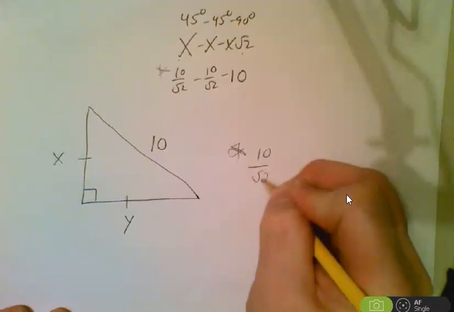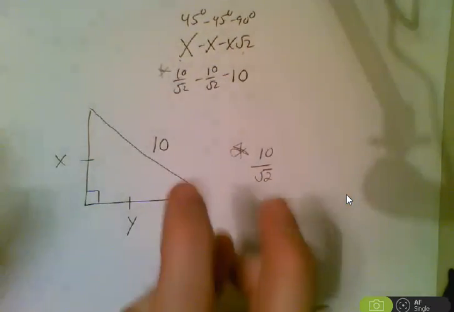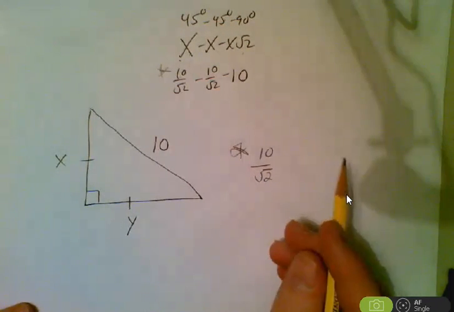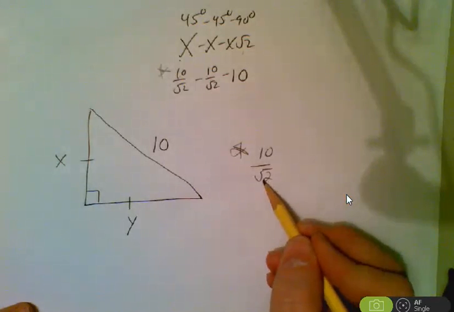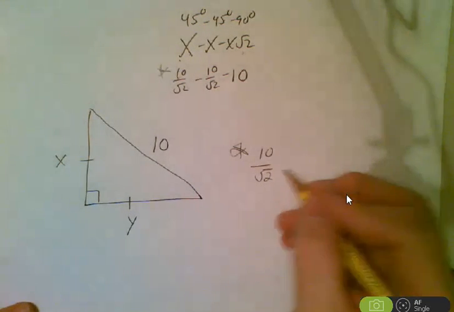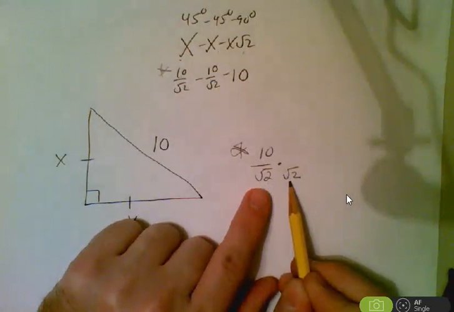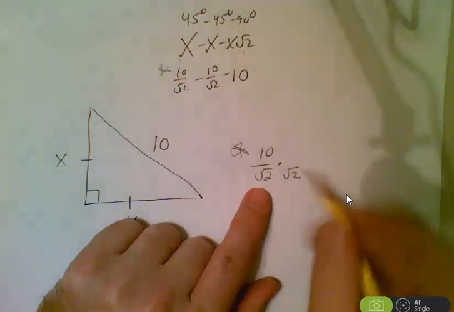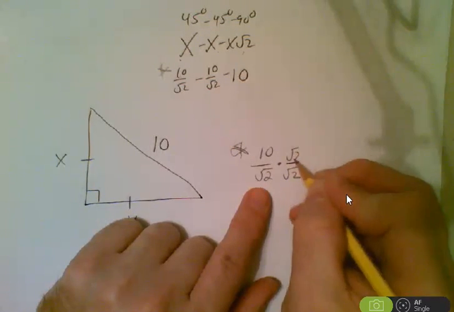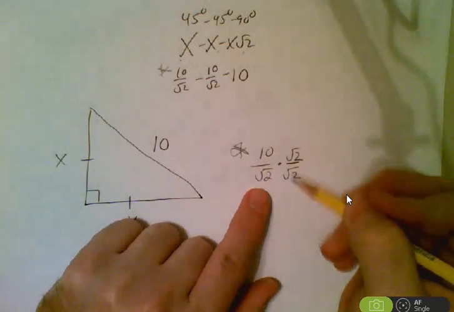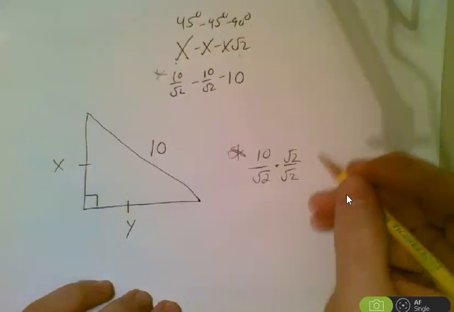10 divided by the square root of 2. According to the algebra rules, we're not supposed to have a square root in the denominator. So we have to multiply by that same square root. Because square root of 2 times square root of 2, that's going to take care of that square root. But I can't just do it on the bottom if I don't do it on the top. Technically that's just 1, so I'm not really changing anything, I'm just rewriting it.